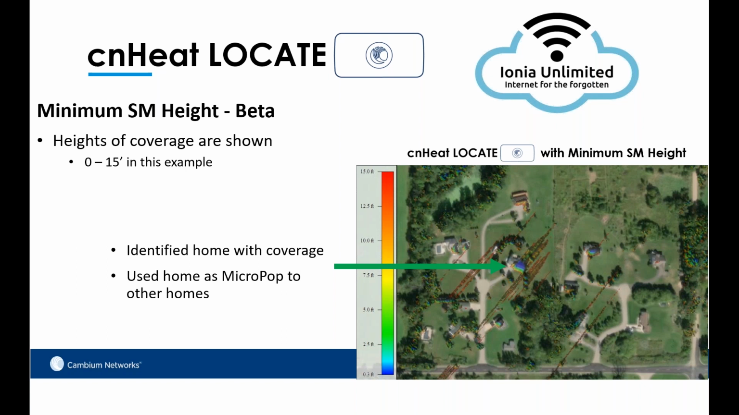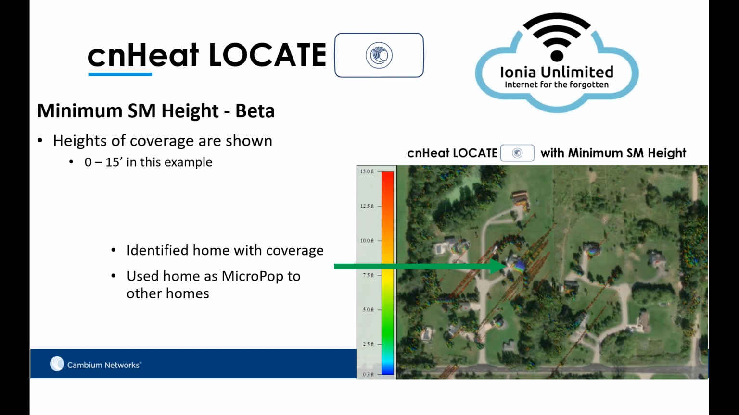with a larger gain antenna. We had some Fresnel zone problems to reach, but we used a larger antenna. We were able to successfully reach them and do a little micro pop off of that roof to get to everybody else in that subdivision.